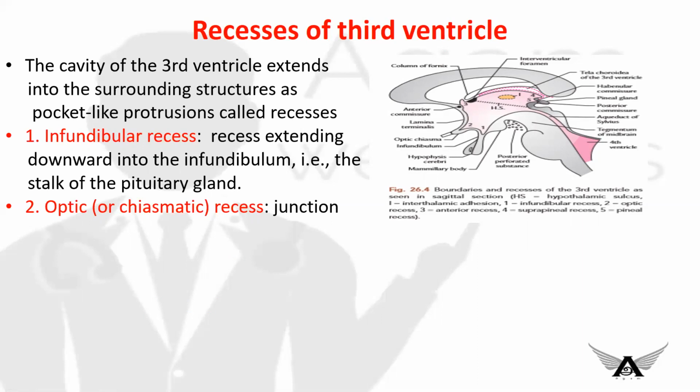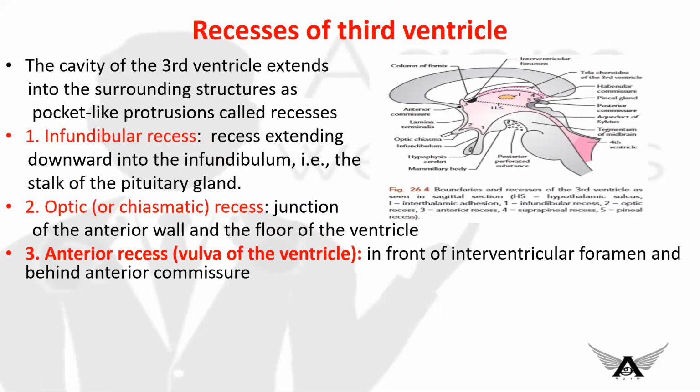Now, the next recess is the optic or chiasmatic recess. Optic or chiasmatic recess extends into the junction of the anterior wall of the floor of ventricle. See, you know, the floor of ventricle has the first OTMPT, that is the optic chiasma. It extends into the optic chiasma. So it is called optic or chiasmatic recess.